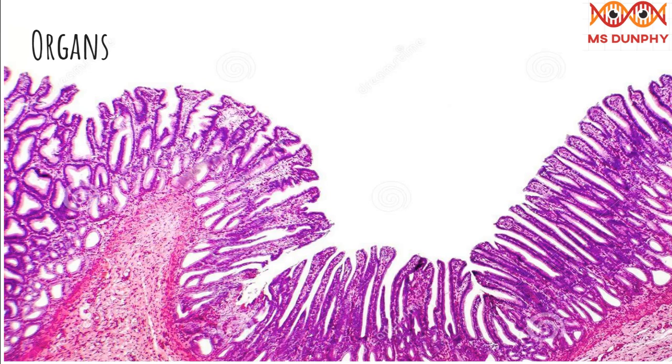Organs are a group of different tissues that work together to perform a certain function. Tissues are organized into organs. Mammals have many different organs, which are made up of different tissues. This picture here is an example of the stomach.